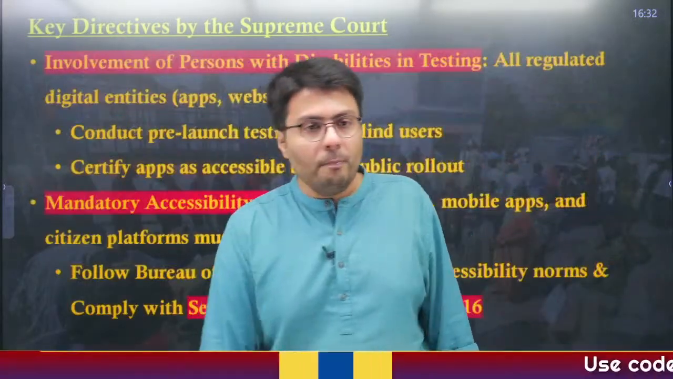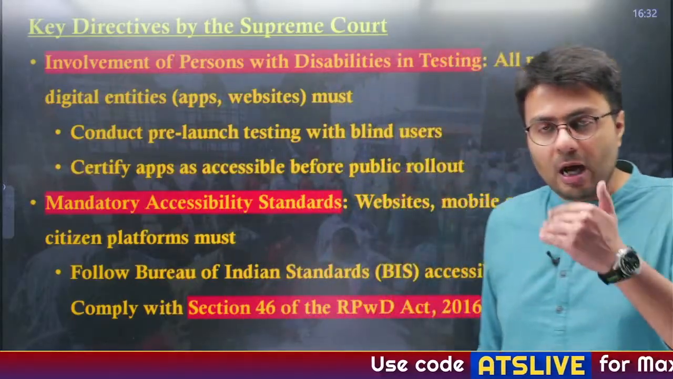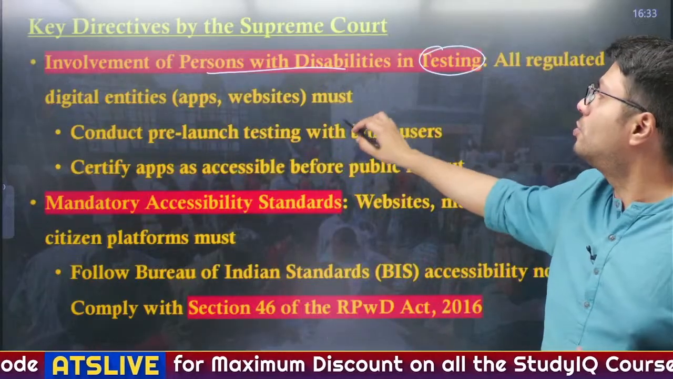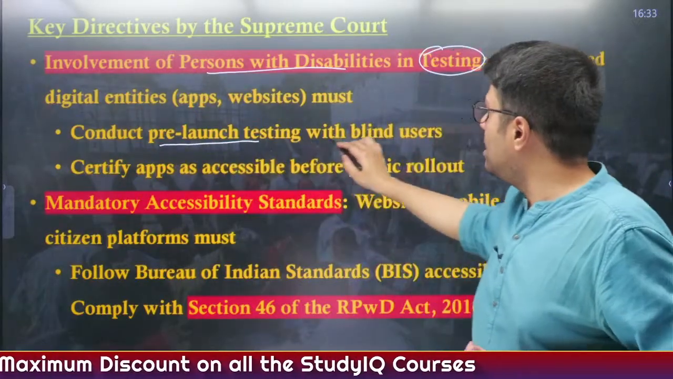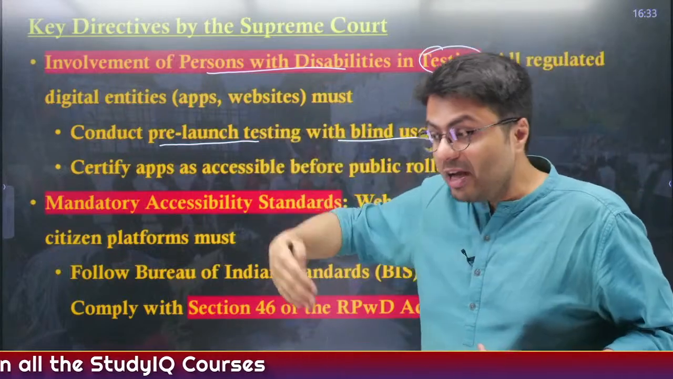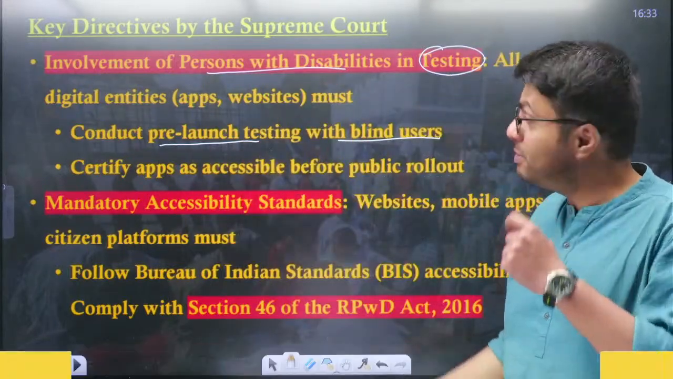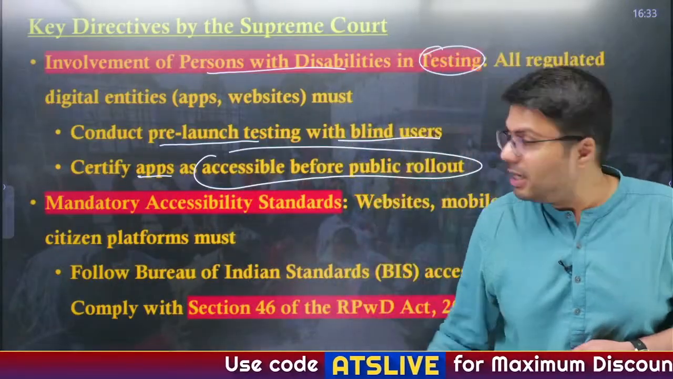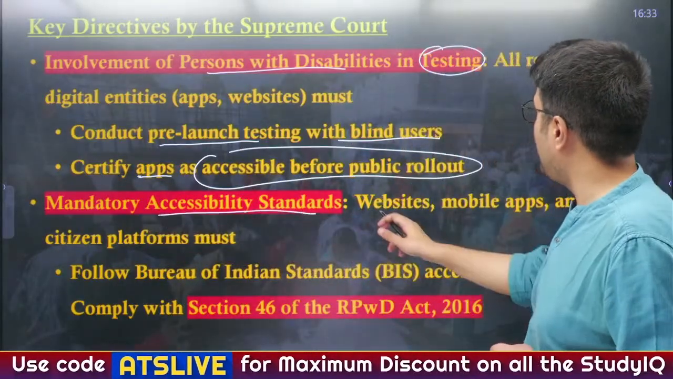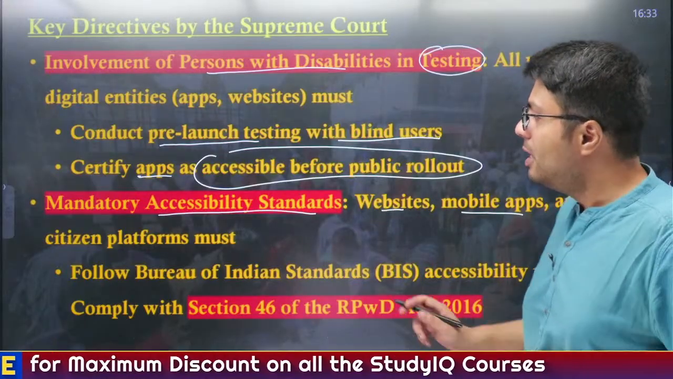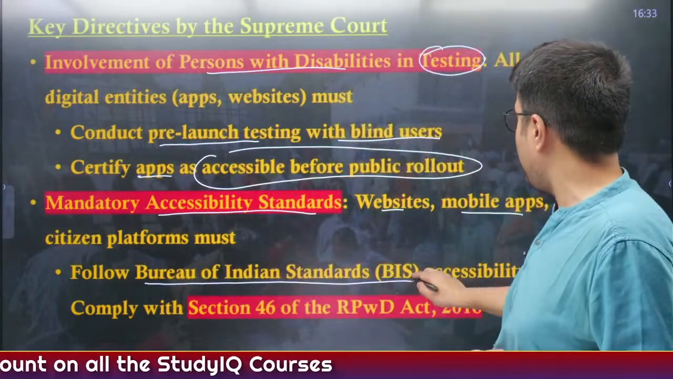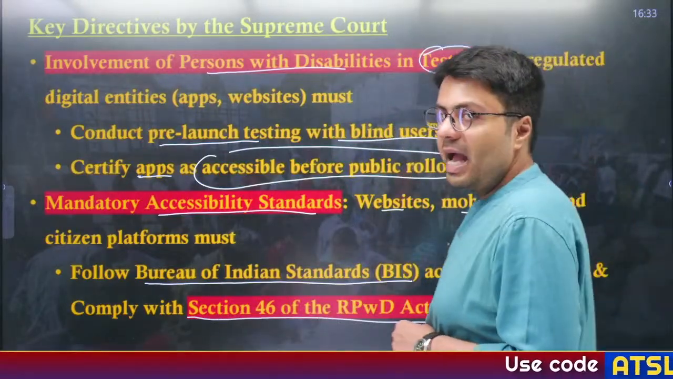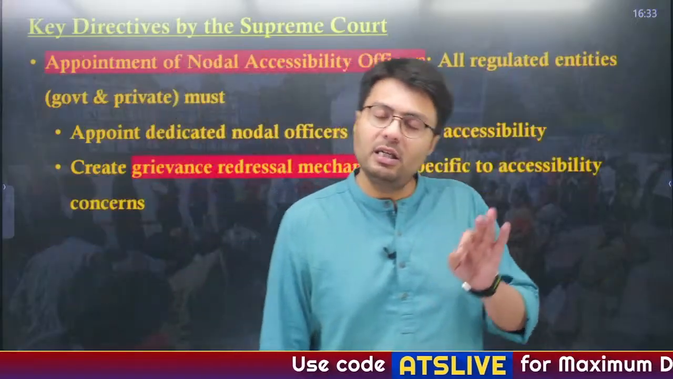Also, it wants the companies who are developing apps and websites to involve persons with disability in the testing stage also, because they need to conduct pre-launch testing with blind users to know whether or not blind users are able to access their apps and websites, and also certify apps as accessible before the rollout to the public. Similarly, mandatory accessibility standards have been laid out for websites, mobile apps and citizen platforms. They need to follow the regulations and standards set by BIS and also comply with Section 46 of the Rights of Persons with Disabilities Act 2016. What is Section 46? I'll tell you.